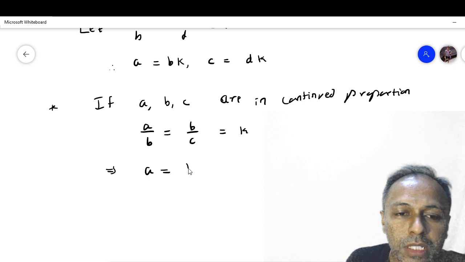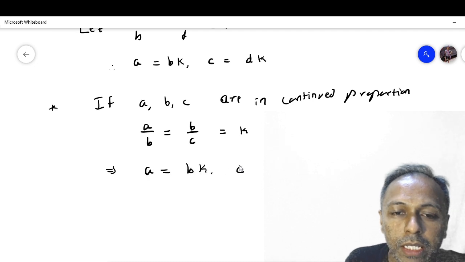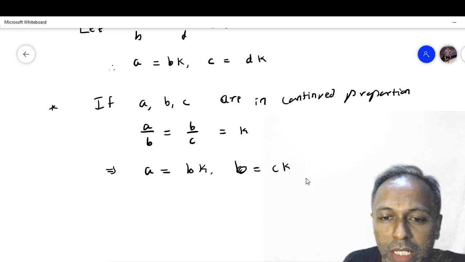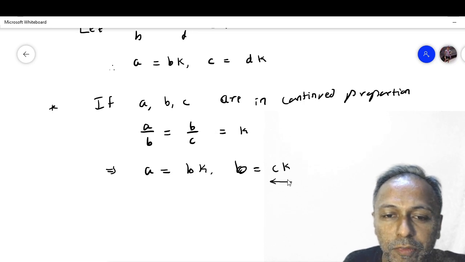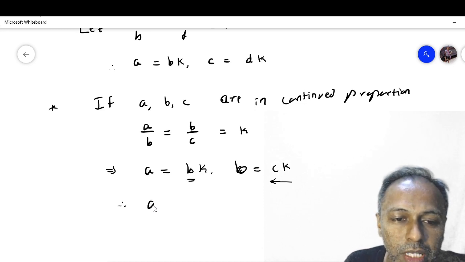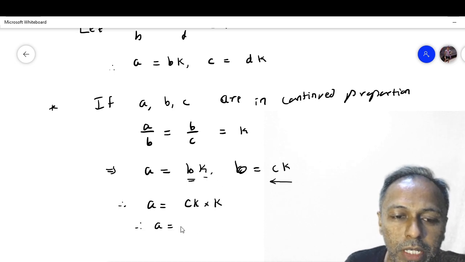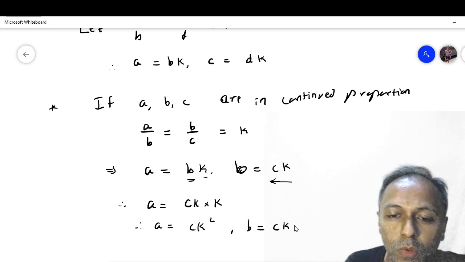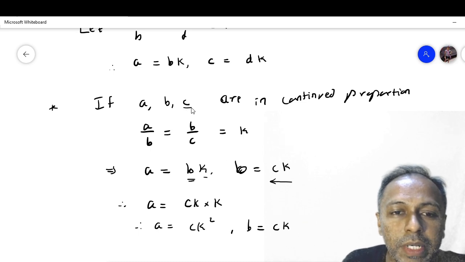This implies that firstly A will become equal to BK while B will become equal to CK. That much we can understand because it is similar to the earlier part. Now let us take our attention from right towards left. So this B value is CK. Let us substitute that here. So we get A is equal to CK into existing K, which is already here. Therefore A becomes equal to CK square, and let B remain as CK only, and C will remain as C only.